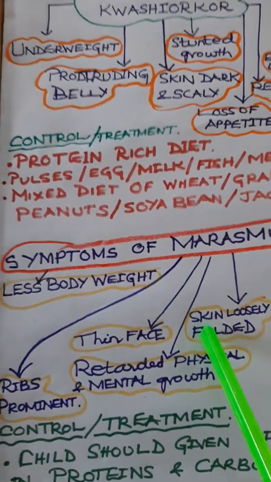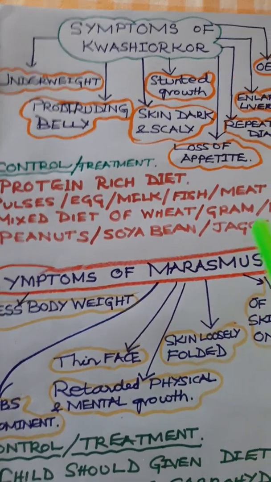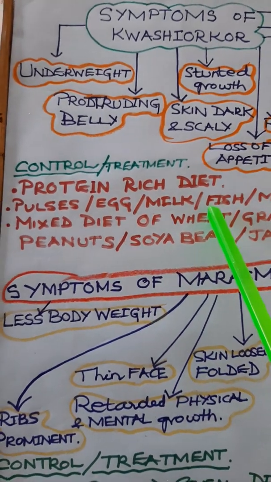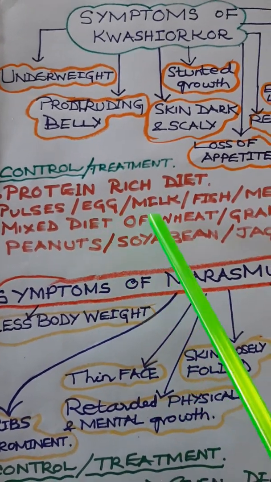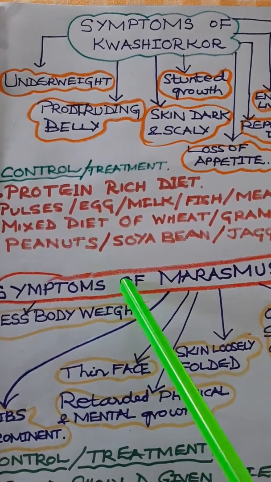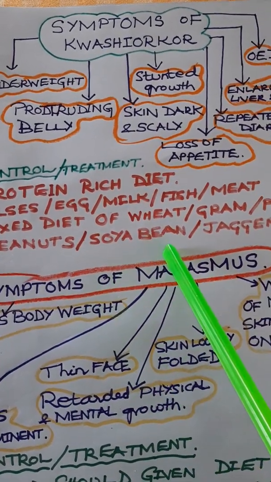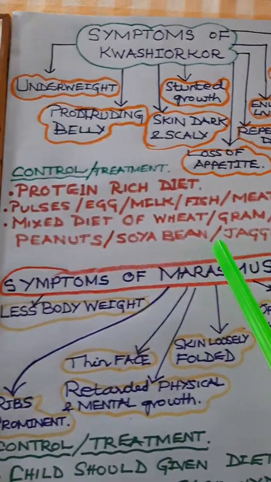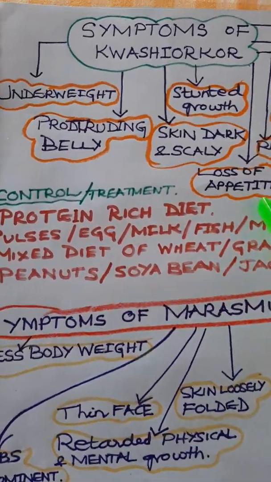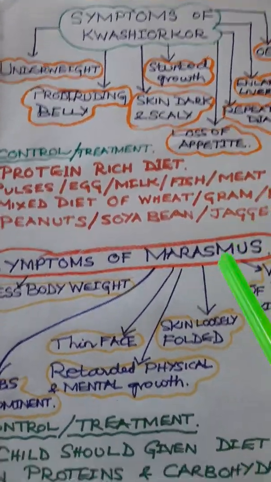And control and treatment, how it can be controlled. The child has to be given a protein-rich diet: pulses, egg, milk, fish, meat. Or it can be given a mixed diet of wheat, gram, pulses, peanuts, soybean, and jaggery. So this is how kwashiorkor can be controlled.